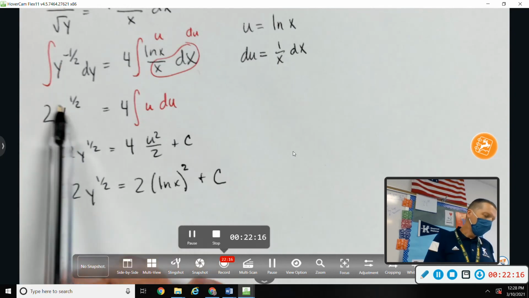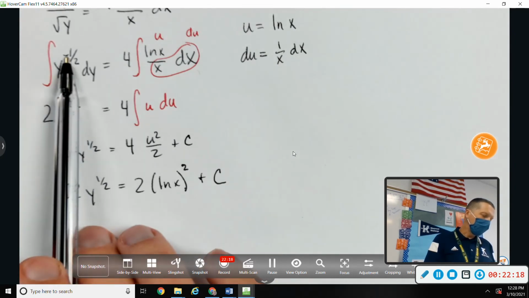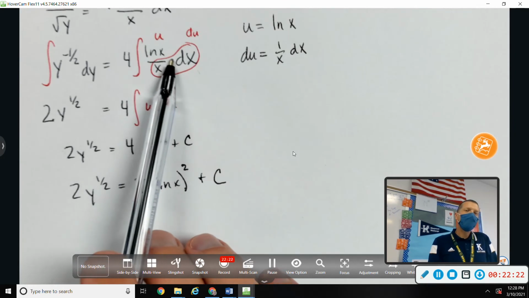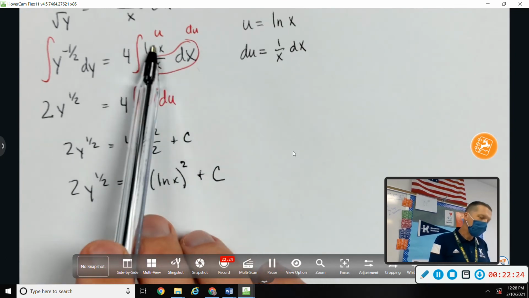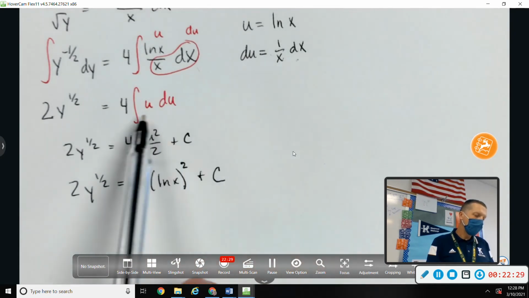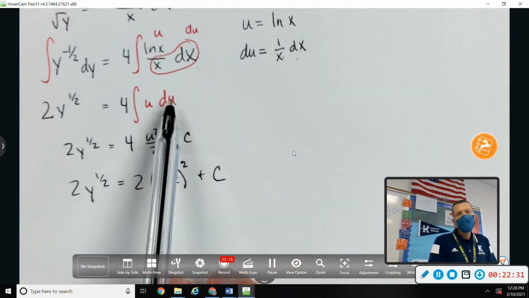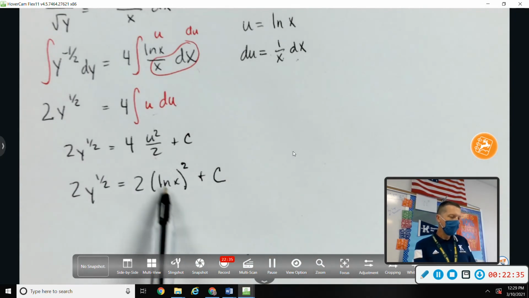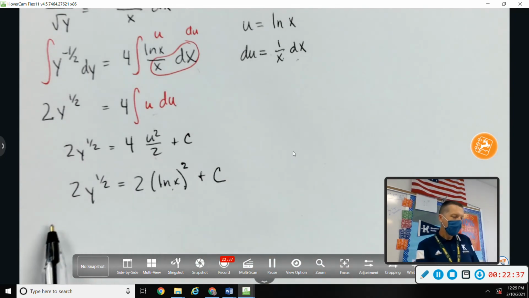So power rule on the left, up the power by 1, divide by the new power. On the right is one of those you just have to recognize that if I let u be natural log of x, then du shows up because it's 1 over x dx, and it turns into an easy integration as long as you pick the u correctly. U squared over 2, plug u back in, and now we're done with calculus. Now we're on to algebra.